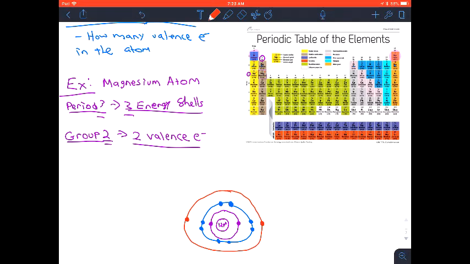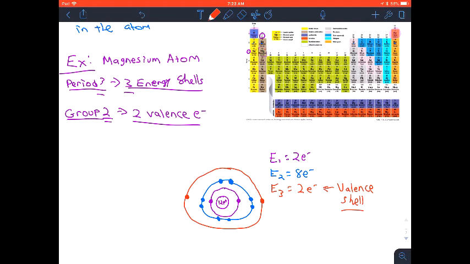So now you can see that in our first energy shell, E1, we had 2 electrons. Energy level 2, we had 8 electrons. And energy level 3, which happens to be our valence shell, we have 2 electrons. And this whole shell is our valence shell. So that's the Bohr model for magnesium. It indicates all of the electrons in the atom and the locations of the electrons. Pretty easy.